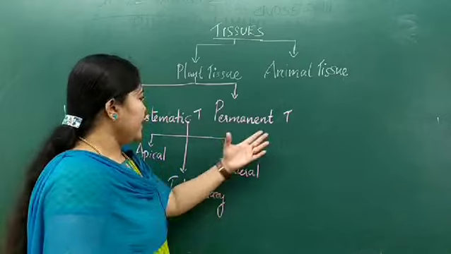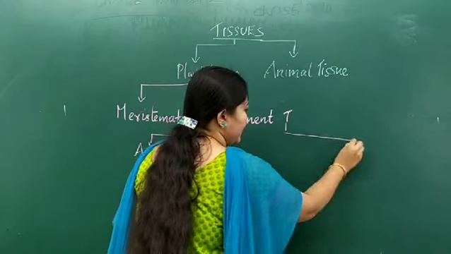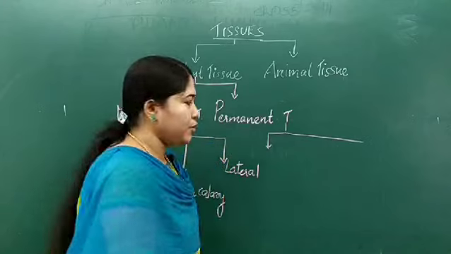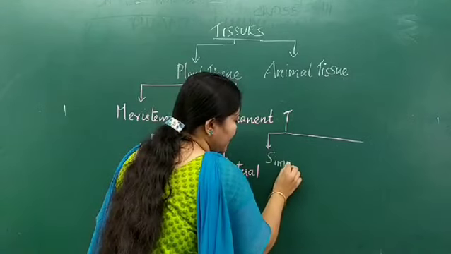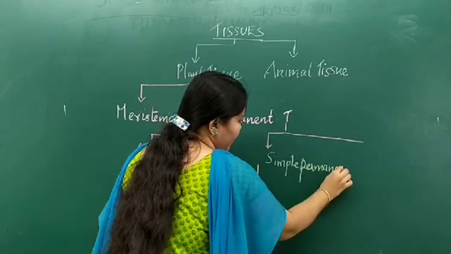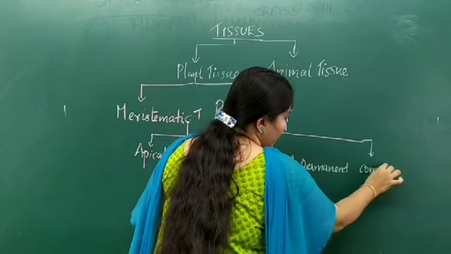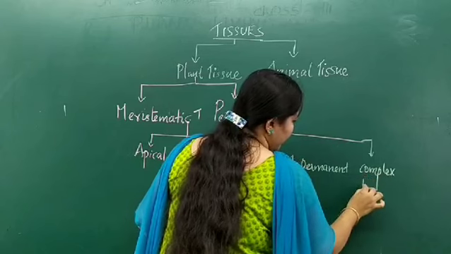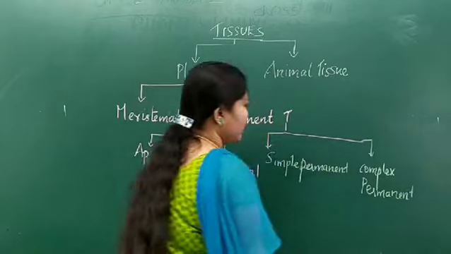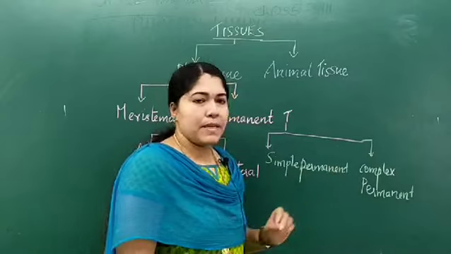Then under permanent tissue, the permanent tissue is again classified into two: simple permanent tissue and complex permanent tissue.